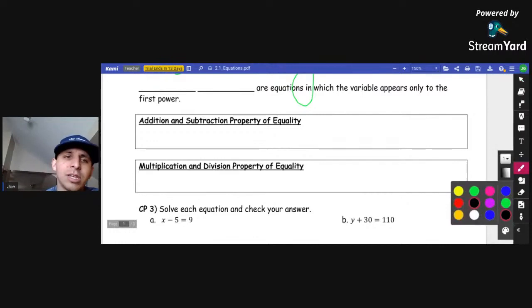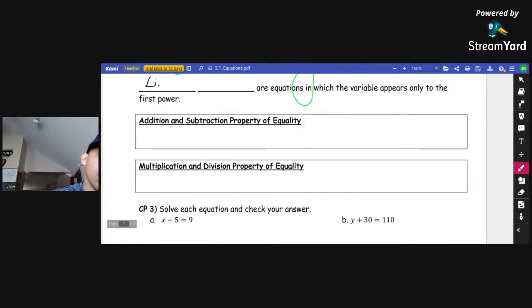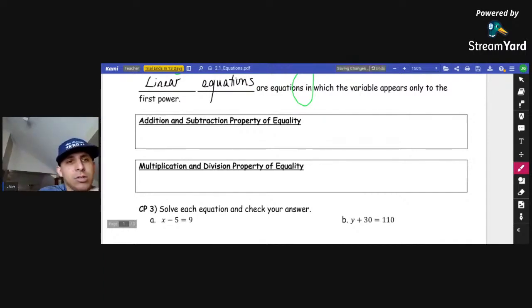I'll type this in. Right, so blank blank are equations in which the variable appears only to the first power. Right, we call those linear equations. Not too shabby. Right, and linear, if you take a closer look, if I were to ask you what's the root word inside of there, we can clearly see the word line. Okay, so linear equations algebraically translate into lines graphically later. That'll come in about 3 or 4 videos from now.